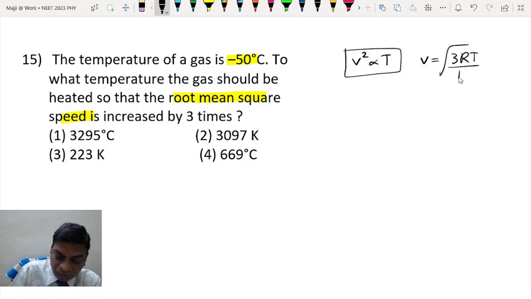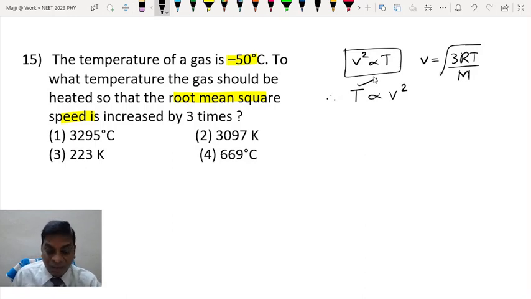This formula, all of you know this. The capital M is the molecular mass, R is the universal gas constant, and T is the absolute temperature. So what I'll do is I'll write T proportional to V, because we have to find temperature. Whatever needs to be found out, keep it on the left hand side, and whatever information is provided, keep it on the right hand side.